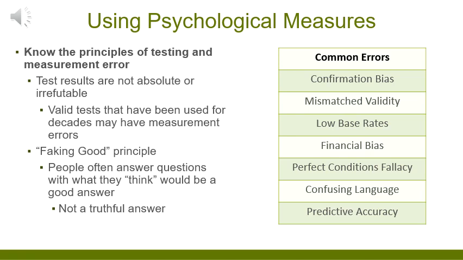When using psychological measures, sports psychologists should know the principles of testing and measurement error. Test results are not absolute or irrefutable. That is, valid tests that have been used for decades may have measurement errors. Some of those common errors are confirmation bias or mismatched validity, low base rates, a financial bias, perfect conditions fallacy, confusing language, or predictive accuracy.